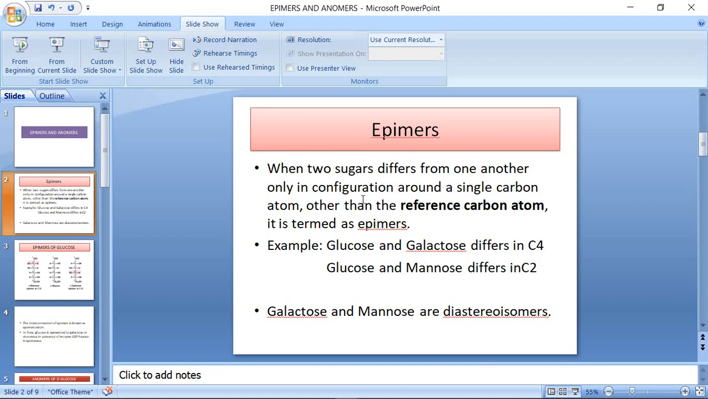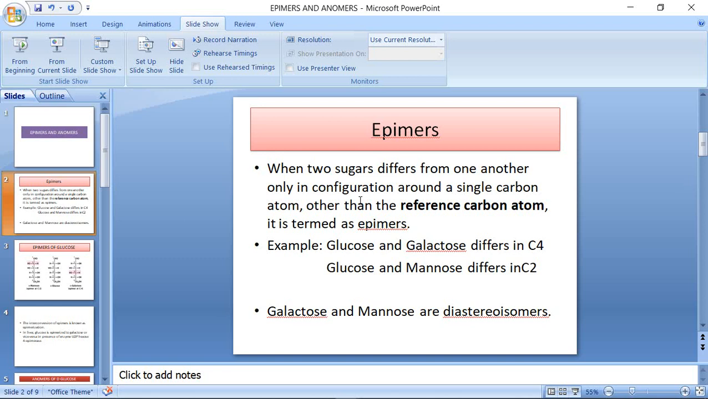So if you consider a 3 carbon compound, example is glyceraldehyde. In glyceraldehyde it contains only 3 carbons. In the 3 carbon, the carbon which is present behind that CH2OH of the third carbon is said to be the reference carbon. In the case of glyceraldehyde, the second carbon will be considered as the reference carbon atom.